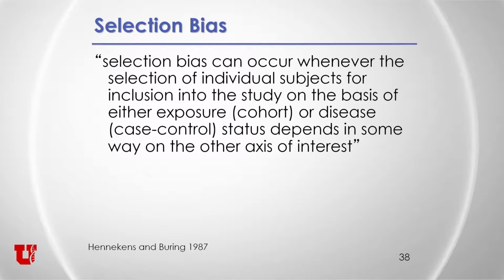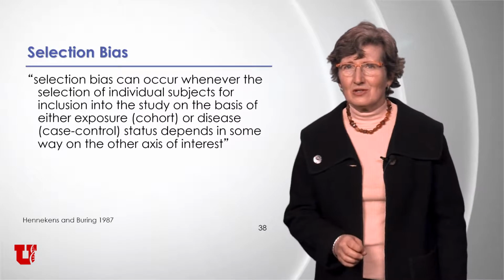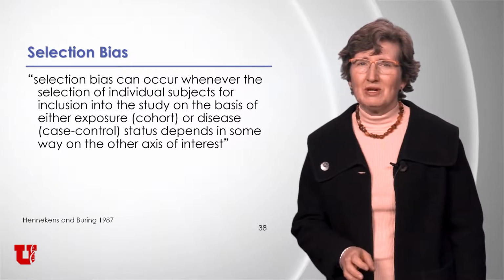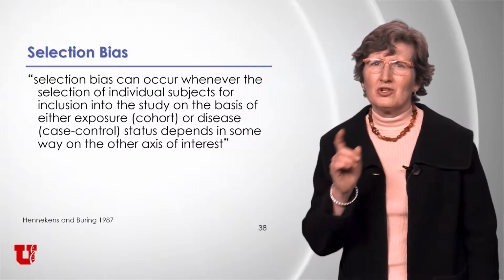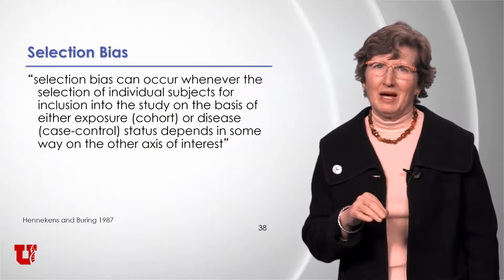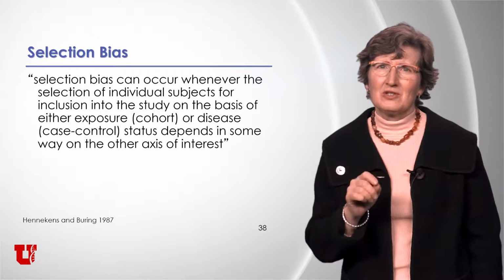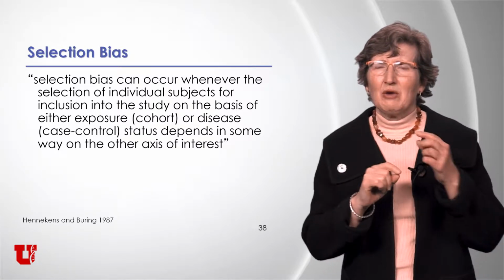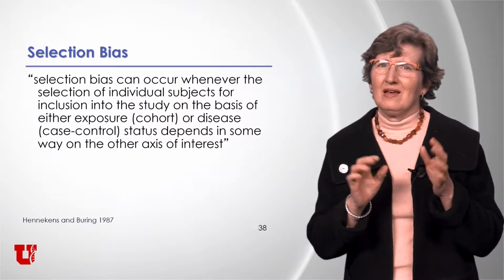So selection bias can occur whenever the selection of individual subjects for inclusion into the study on the basis of either exposure, that is to say a cohort study, or disease, a case control study, status, depends in some way on the other axis of interest. So axis of interest, what do they mean? Well, think about our 2x2 table where we have exposure and outcome. So those are the two axes, exposure axis and outcome axis. So if selection of your participants in your study is somehow related to both of these things, that is where bias can be introduced.